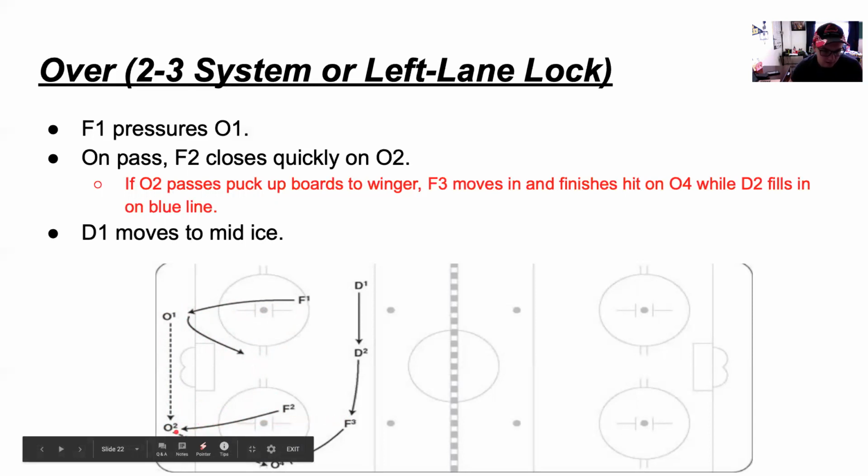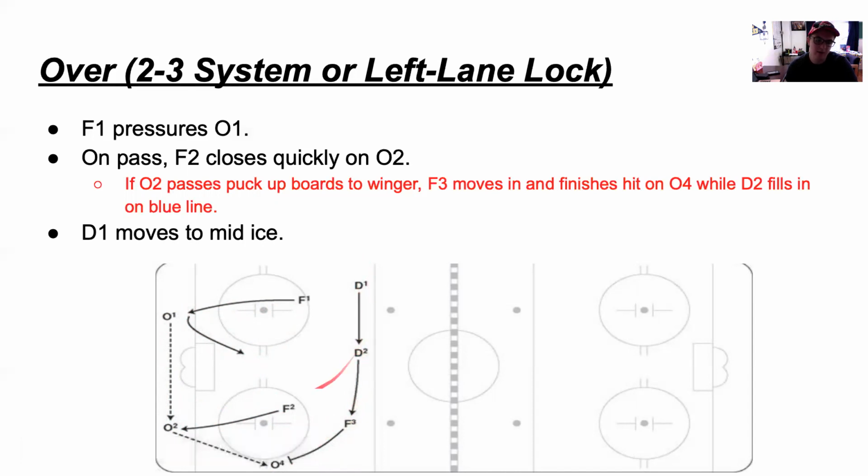Okay, when O2 passes, F3's got to come down and play O4. Then it's kind of like the different side now. Then D2's got to come in and fill in for F3 while F3's down here, and while D2's over here, D1's got to come and play in the middle.